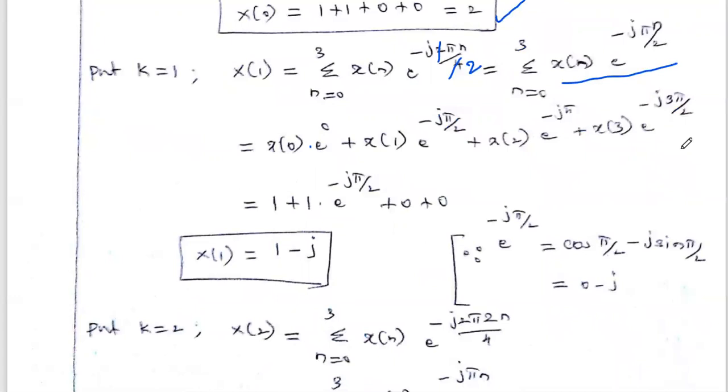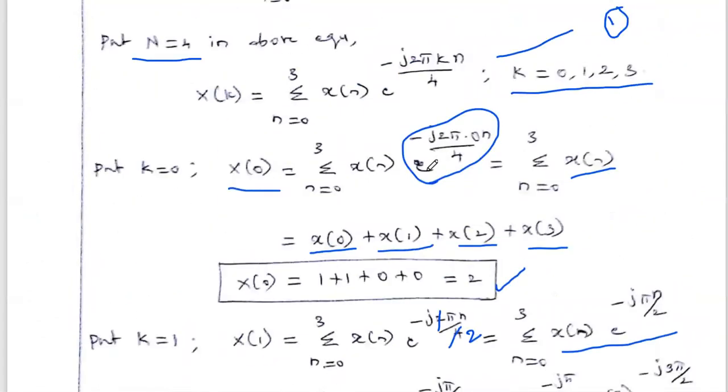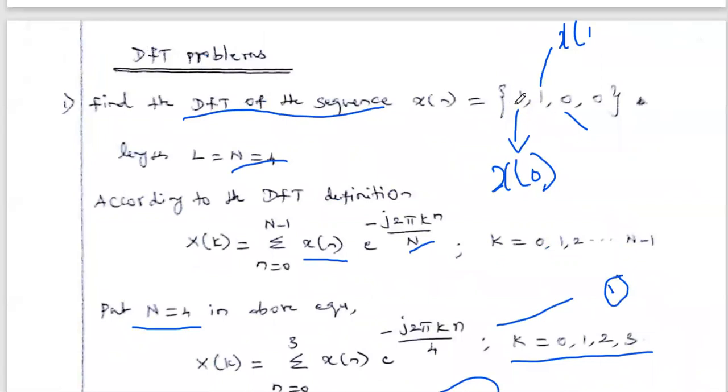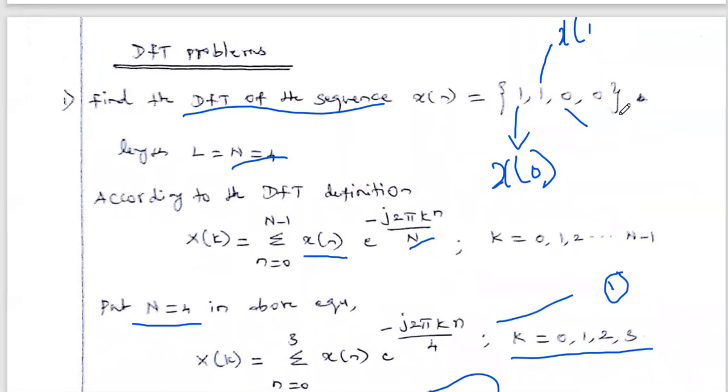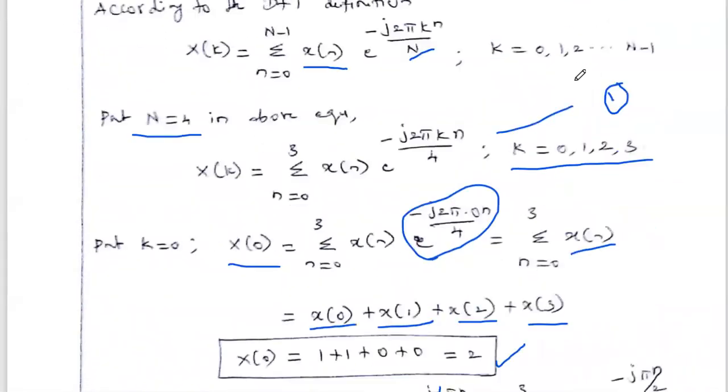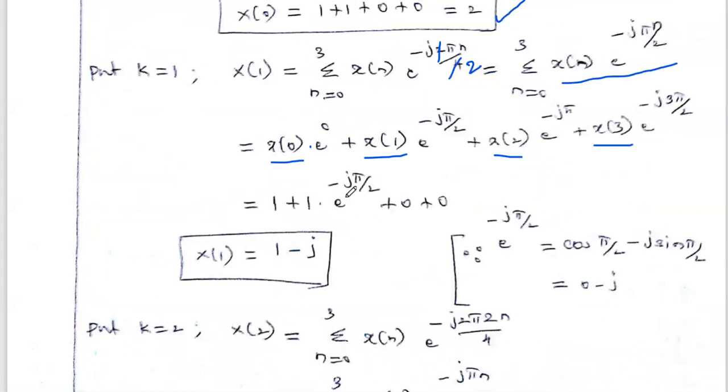Then we substitute the values of x of 0, x of 1, x of 2, x of 3. In the given input sample, the first 2 samples are 1, 1 and the next 2 samples are 0, 0. So here the x of 0 value is 1, and e power 0 is also 1. Then x of 1 is 1 into e power minus j pi by 2. The x of 2 and x of 3 values are 0, and 0 multiplied with any e power term is 0.